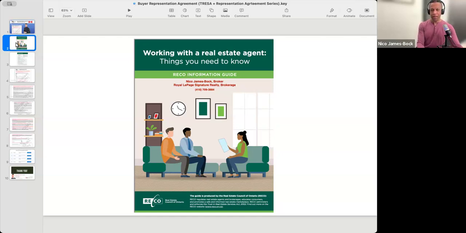The RECO Information Guide is a new guide under TRESA, that is Trust in Real Estate Services Act, phase 2 of which kicked in on December the 1st, 2023. The RECO Information Guide provides a detailed description of the process through which a property is sold or bought or leased. It outlines the relationship, the different types of relationship, and the different types of representation.